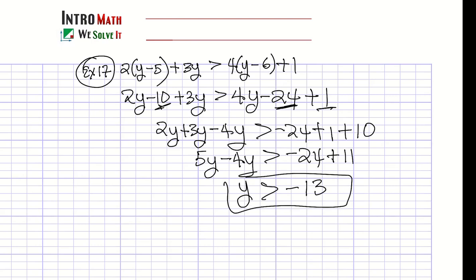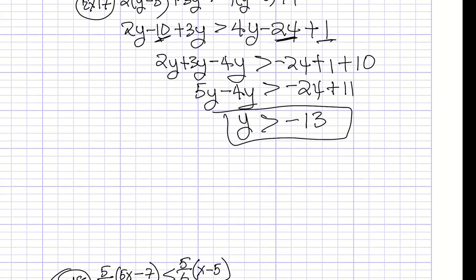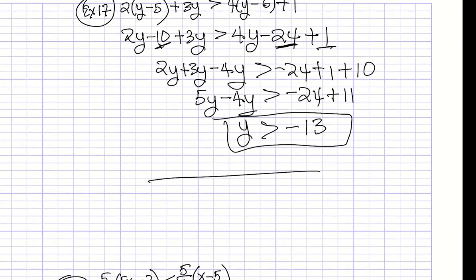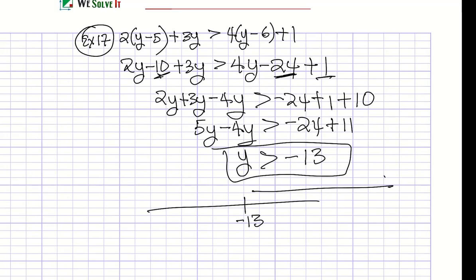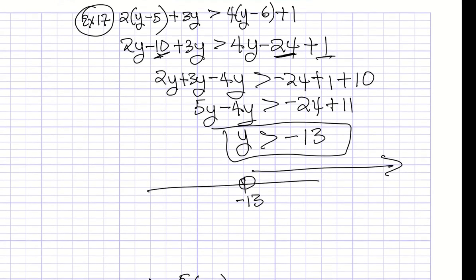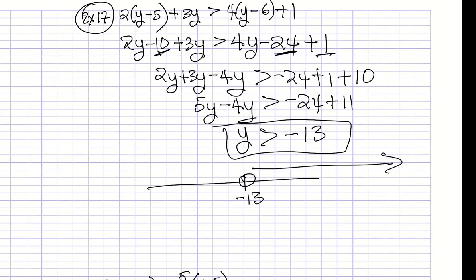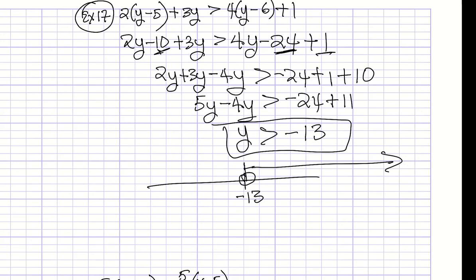Y greater than negative 13, then we'll draw it. We'll draw it like that. This is negative 13. Y is greater than it, so it's going this direction. And negative 13 is not included. So you leave a hole like that, and go to the other direction, okay?